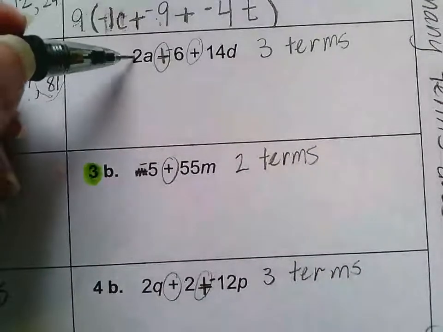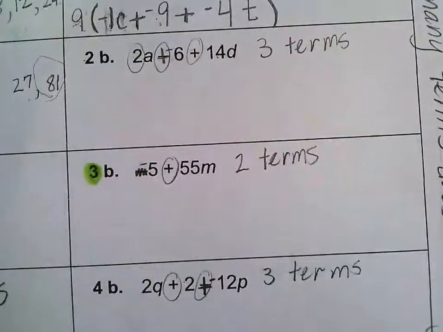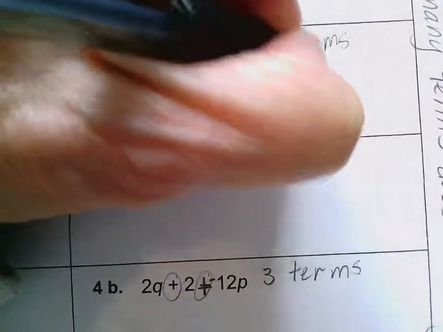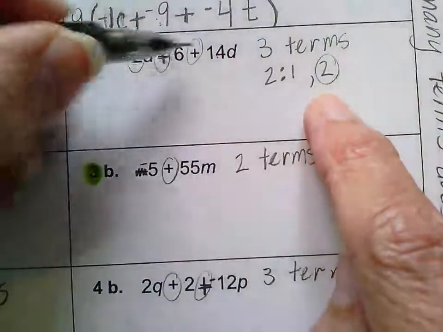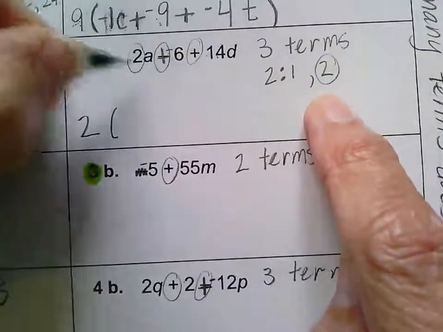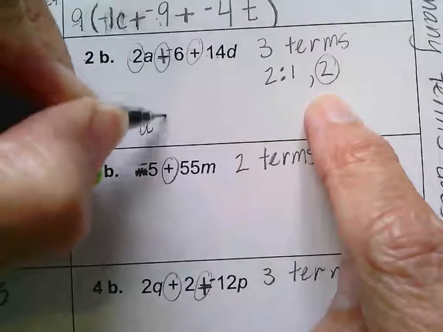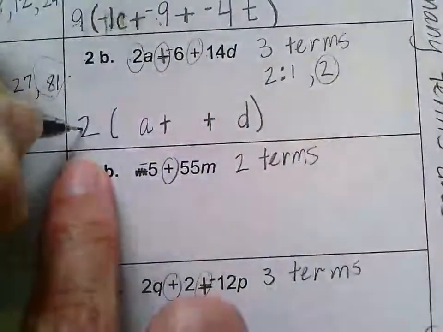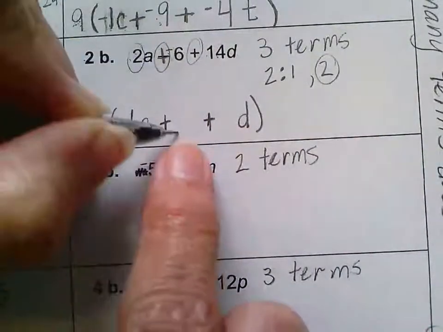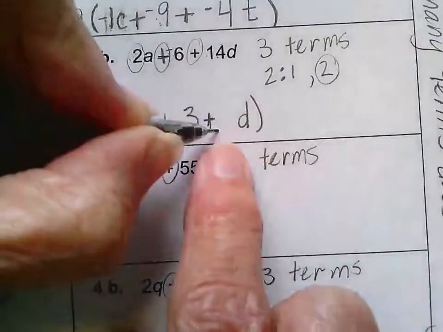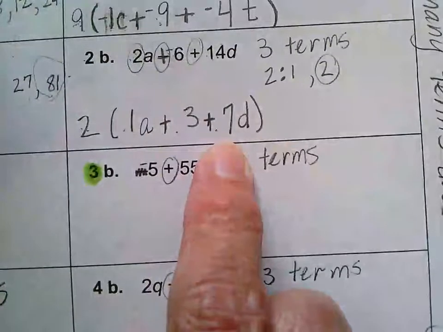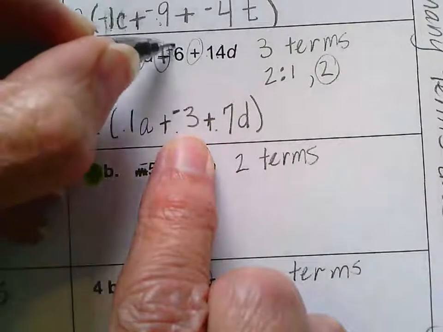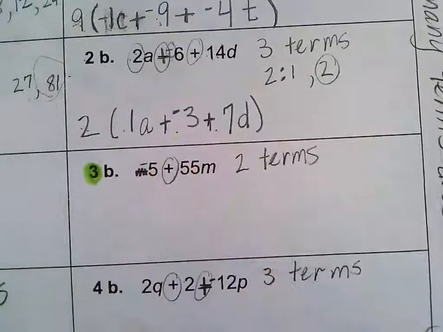Next one, 2, 6, and 14. Well, this is easy. When I list the factors of 2, I simply get 1 and 2. So these are all even numbers, so 2 is going to be my greatest common factor. So I'm going to bring down my A, put my plus signs in, bring down my D. 2 times what gives me 2? 1. 2 times what gives me 6? 3. 2 times what gives me 14D? 7D. This one needs to be negative, because that's a negative 6.